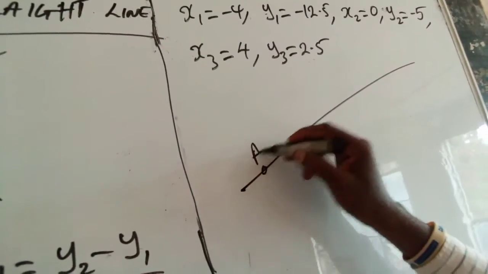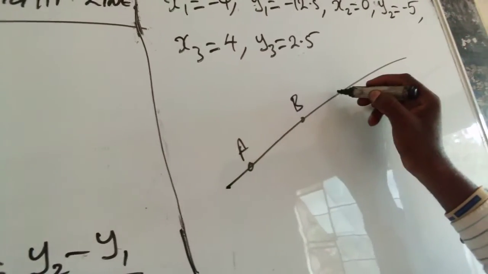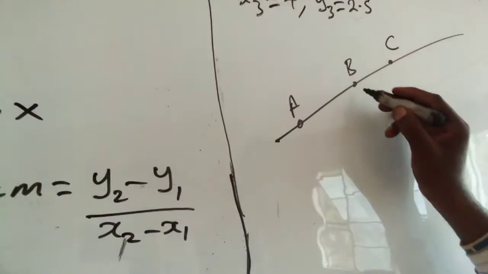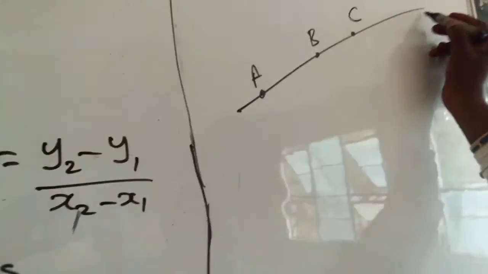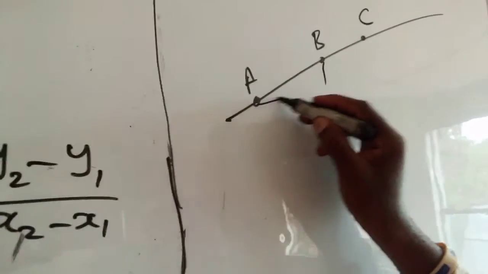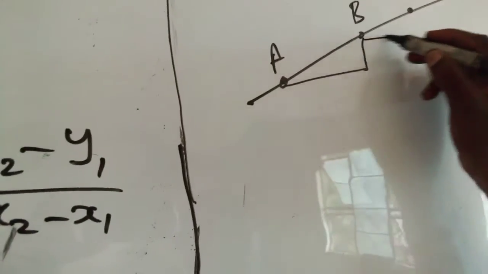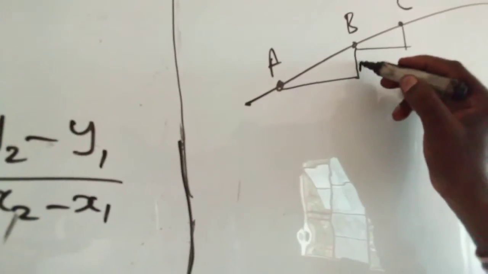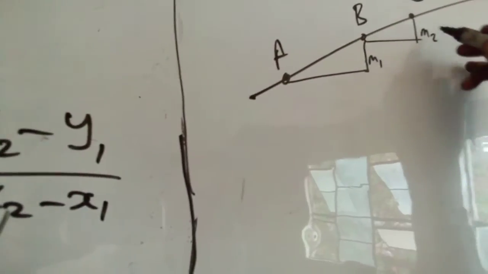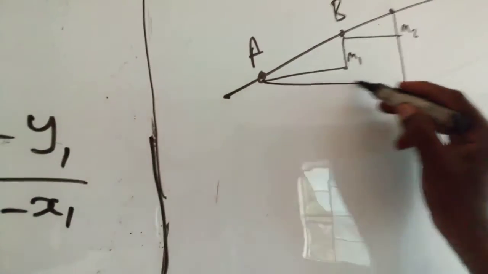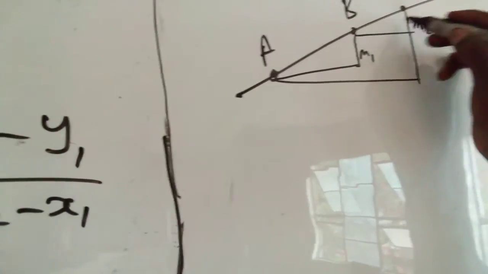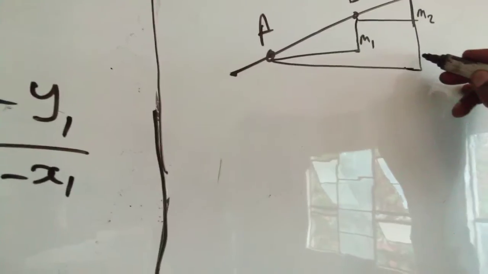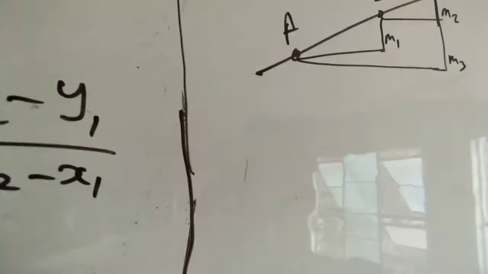Let's say this is point A, this is point B, this is point C. So if you want to get the slope, for them to be on the same straight line, they must have the same slope. So let's say the slope of this is m1, this is m2. Even if you take the slope of this bigger one, let's call it m3. All of them must be equal.